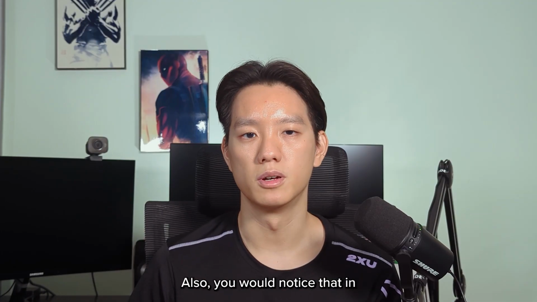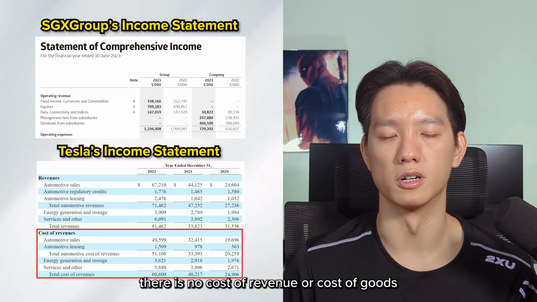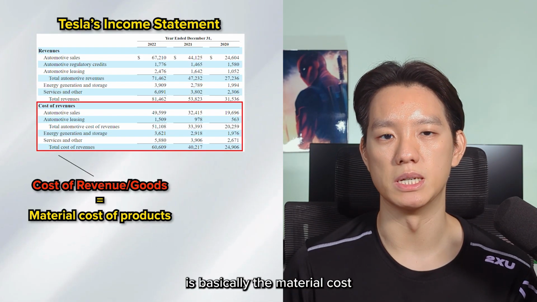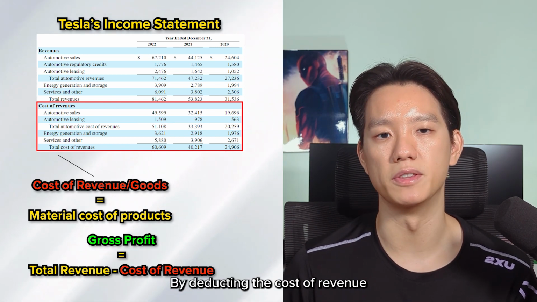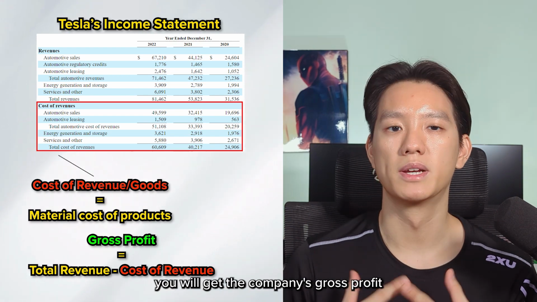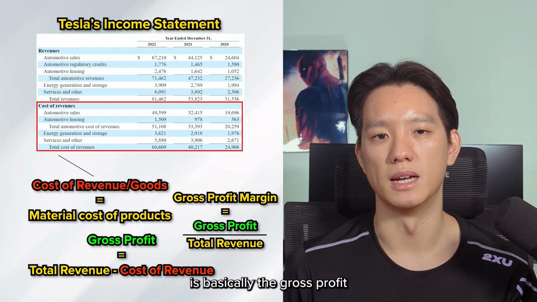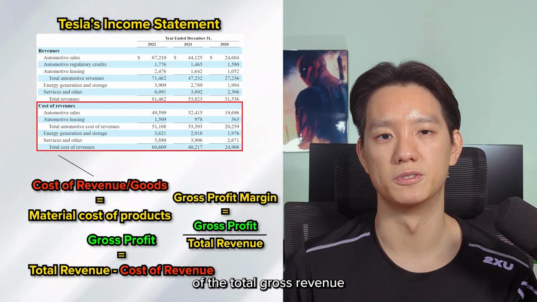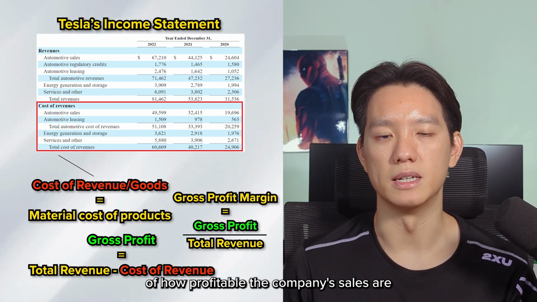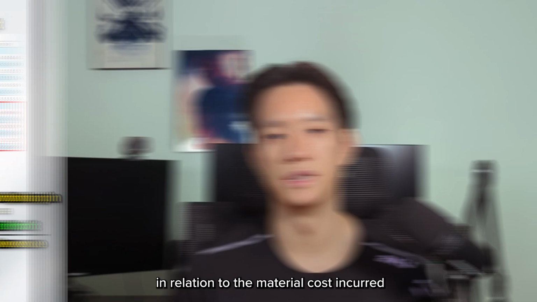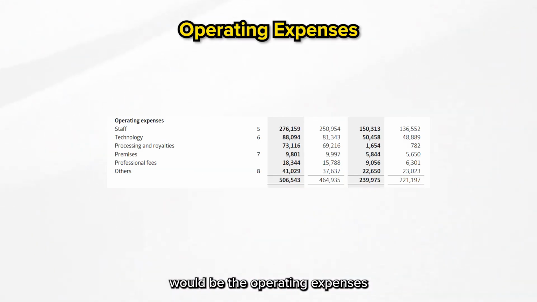Also, you'll notice that in SGX Group's income statement, there is no cost of revenue or cost of goods. The cost of revenue is basically the material cost of making a company's products. By deducting the cost of revenue from total gross revenue, you will get the company's gross profit, and the gross profit margin is basically the gross profit as a percentage of total gross revenue. The gross profit margin is a good indicator of how profitable the company's sales are in relation to the material costs incurred. After the gross profit, the next line on the income statement would be the operating expenses.